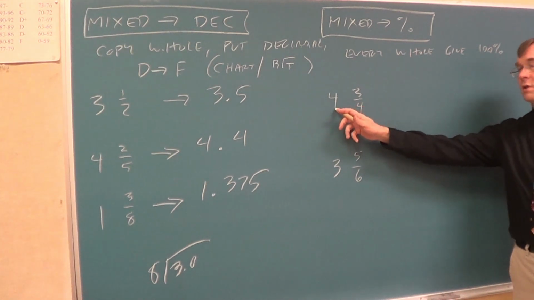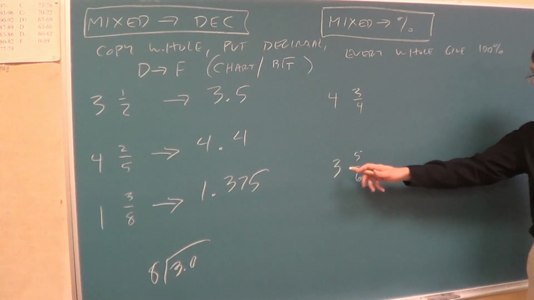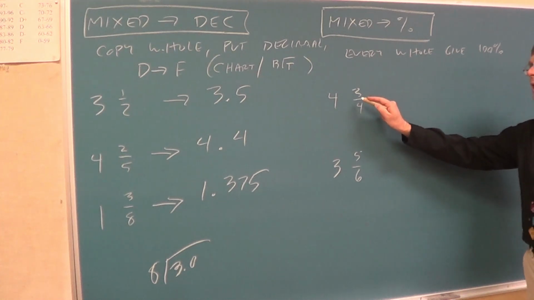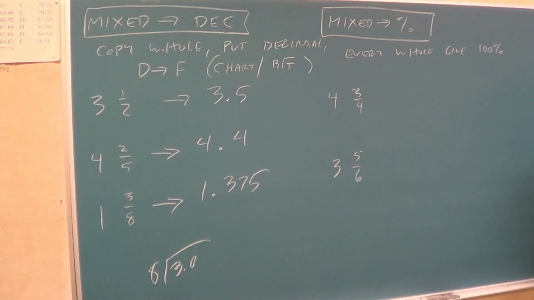So if your thing starts with a 7, go 700 something. If your thing starts with a 3, go 300 something. Other than that, it's a repeat of what you did before. Okay, so what we need to do here is worry about what the 3/4 would be. So how much of a percentage is 3/4 going to be?